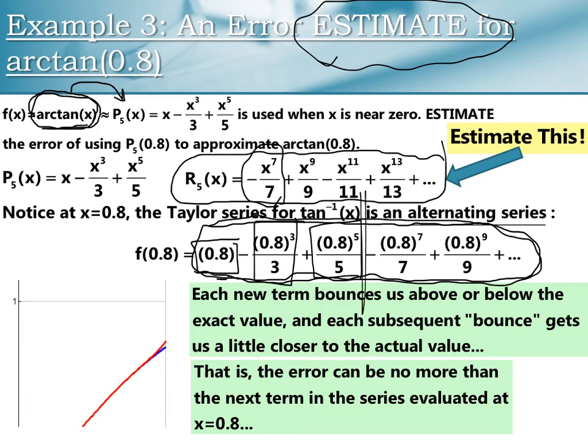So wherever we truncate, the tail of that series is going to be no bigger than, in this case, the degree 7 term, because after that we have the degree 7 term plus the degree 9 term, then minus the degree 11 term. It's just going to be bouncing around in there. I could show that with some decimals.